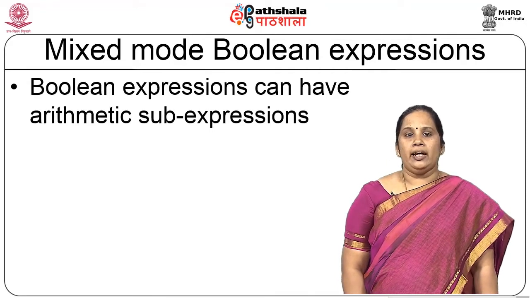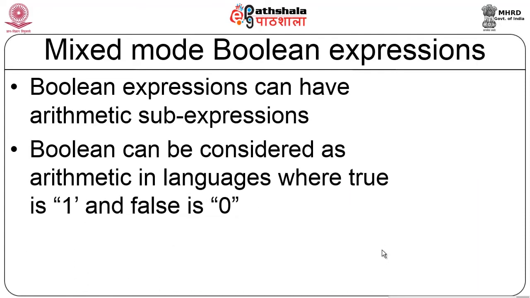Boolean expressions can have arithmetic sub expressions, that is, the Boolean can basically be considered as an arithmetic in languages where true is 1 and false is 0. In some languages anything that is positive is typically considered as true, and anything that is non-positive, or not greater than 0, is considered as false. In other languages true is depicted as value 1 and false as value 0. In these situations you can consider arithmetic involving Boolean expressions also, where you can perform arithmetic operations rather than just plain Boolean operations only.